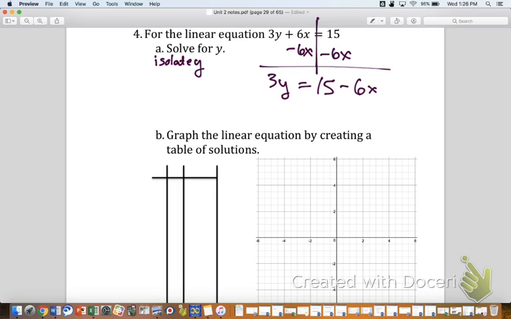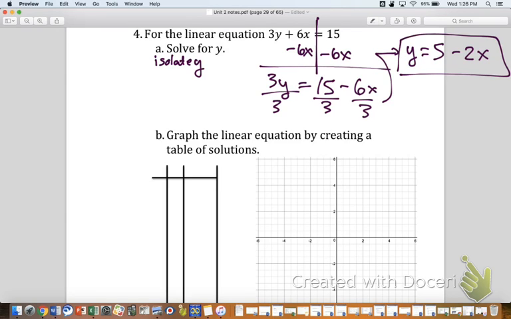Clearly, though, the y is not by itself yet. There's a 3 right there. How is the 3 attached to the y now? And how do we get rid of multiplication? I divide. So I'm going to divide both sides by 3. I'll split that fraction out. You don't have to do it this way. You could have just left it as one big happy fraction. Not a problem. This would give me 15 over 3, which is 5, minus 2x. So if you had 15 minus 6x over 3 is equal to y, that's fine too.